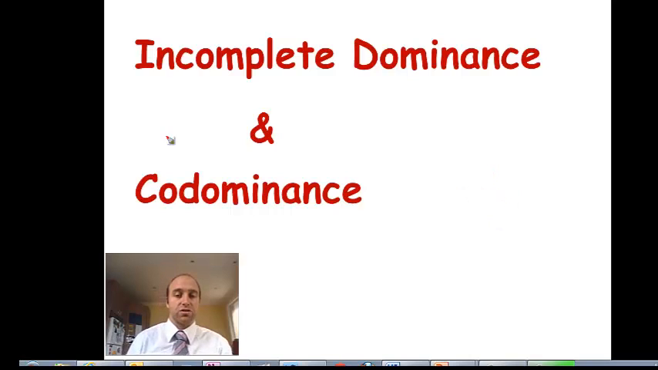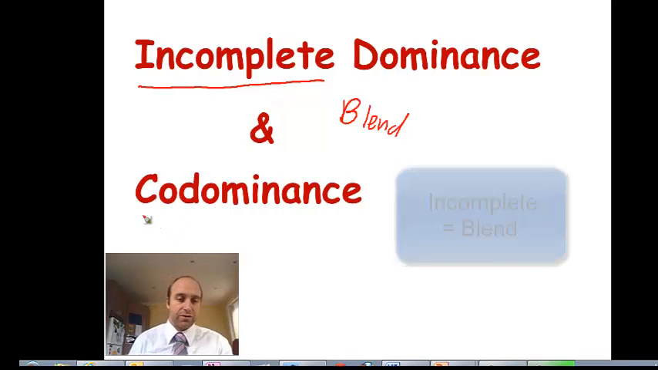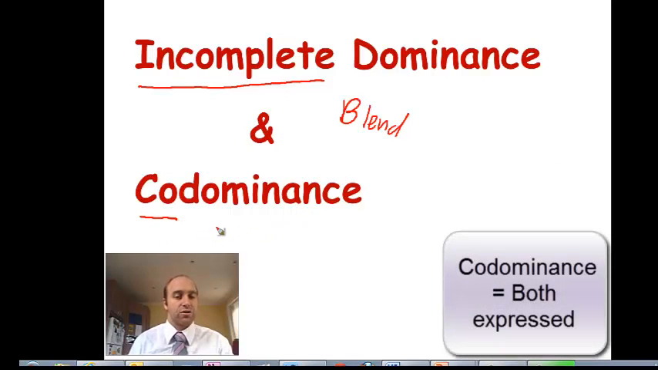Now when we do this, there's two ways it could turn out. One is where it's incomplete, and this is usually best thought of as being a blend of the characteristics. And if we think about what the word incomplete means, it means it's not completely one or it's not completely the other. It's in between, so incomplete. The other alternative we have is codominance, and co really refers to it being both. Okay, both genes are expressed.